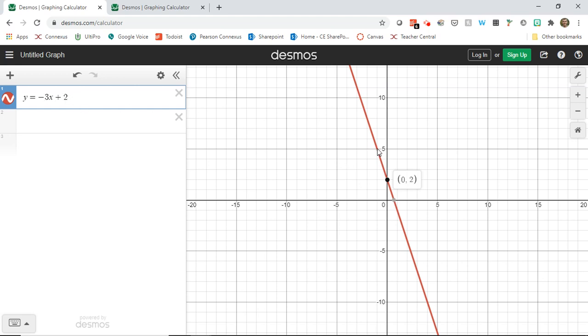Negative slope here, -3. If we have a negative slope, that means that line is going to decrease as we go from left to right.